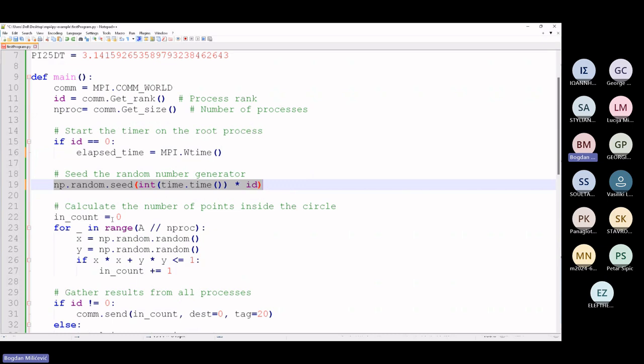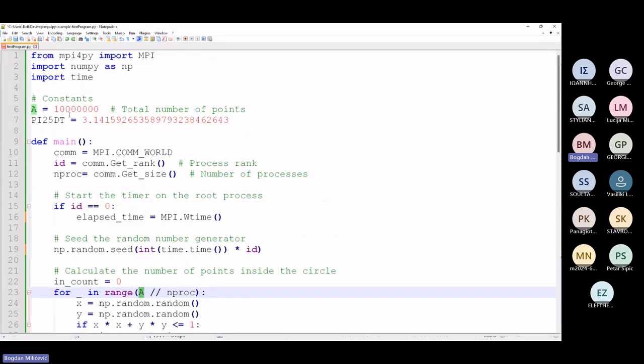And then we are doing what we said we will do. Each of the processes is doing A divided by the number of processes. The A, if you remember, is this large number in the beginning. So this is the total number of points. And we want all of the processes to generate the number of points that is equal to A divided by the number of processes. So if we are having 2 and we have 1 million here, then one process would generate 500,000 and the other would generate also 500,000. In total, that will be 1 million.